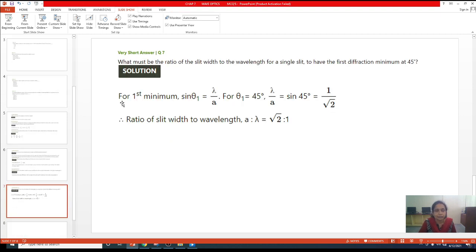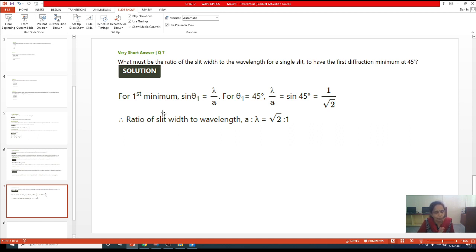Okay, then last question, what must be the ratio of the slit width to the wavelength for a single slit to have the first diffraction minimum at 45 degrees? Here we have to calculate the ratio of slit width, which is a, and wavelength, which is lambda. Therefore, we have to calculate a upon lambda. And we have given the minimum diffraction at 45 degrees.